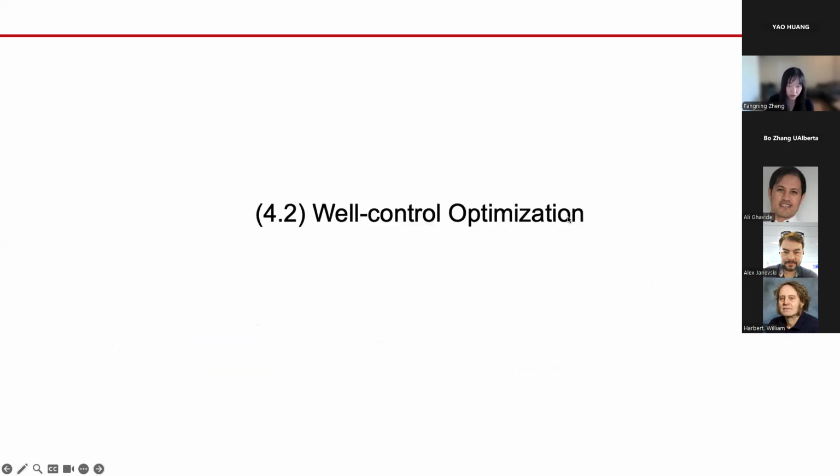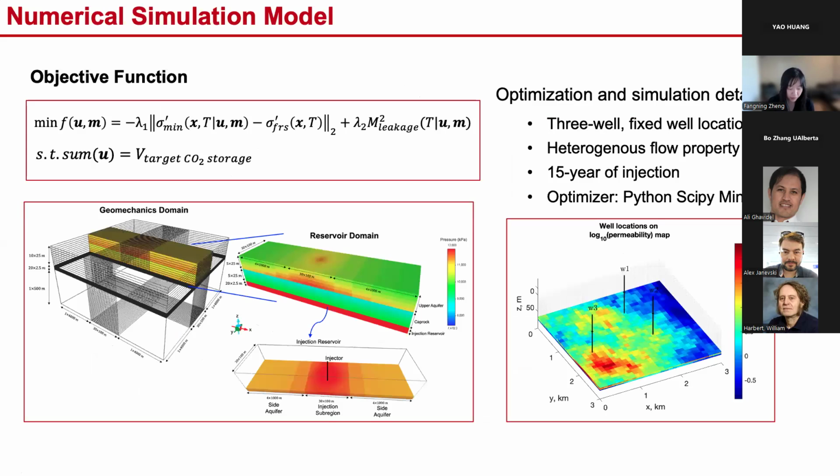Next, I'll just give you a high level idea of how the well control optimization is performed to minimize our caprock fracturing using the objective function that I described previously. So for the control optimization problem, I use the leakage metric I defined earlier as the objective function, subject to a fixed amount of total injection rate.